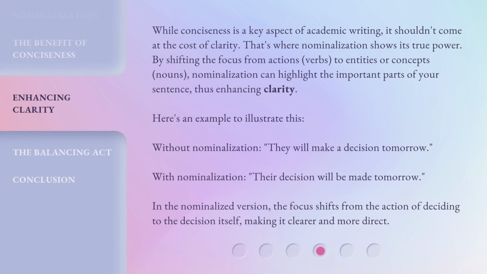While conciseness is a key aspect of academic writing, it shouldn't come at the cost of clarity. That's where nominalization shows its true power. By shifting the focus from actions, verbs, to entities or concepts, nouns, nominalization can highlight the important parts of your sentence, thus enhancing clarity. Here's an example to illustrate this.